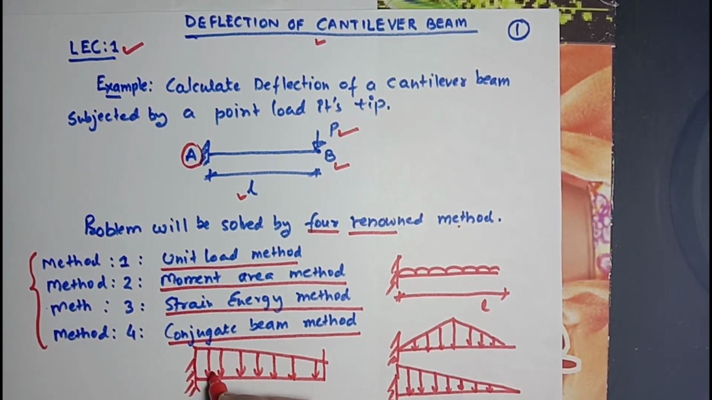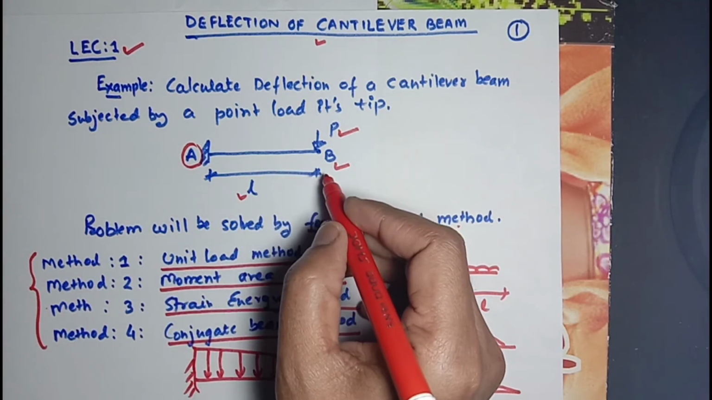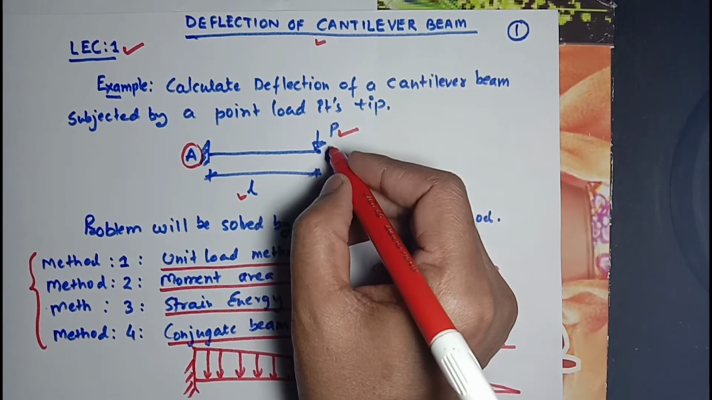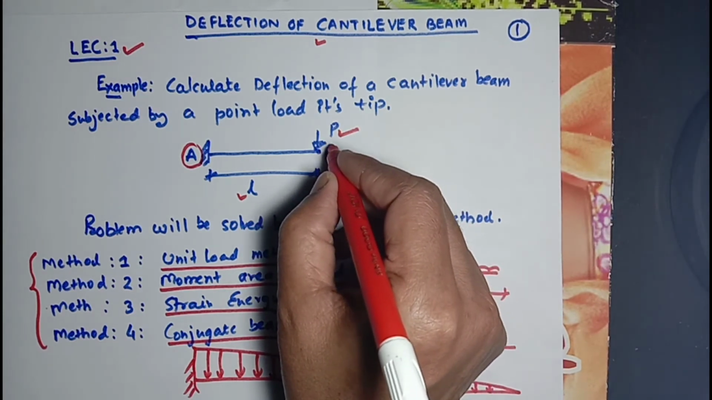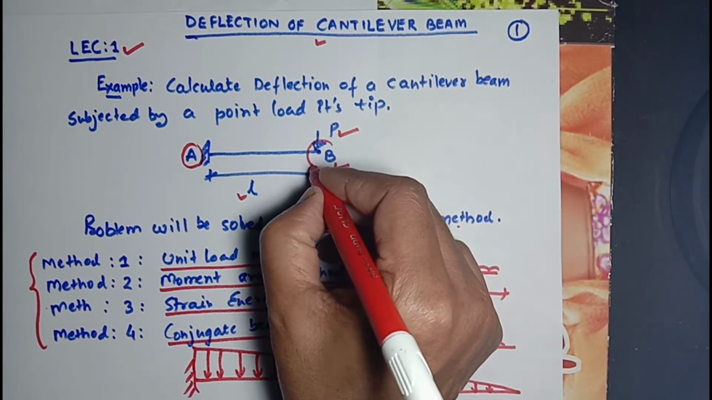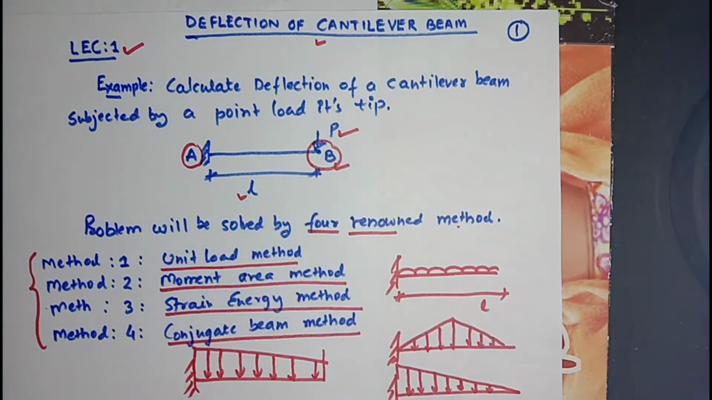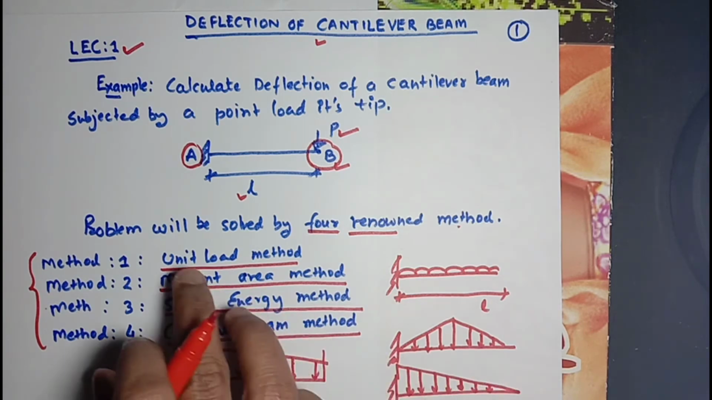All kinds of examples will be solved within later lectures, but initially I tried to explain to you with a very simple example for a cantilever beam which is subjected by point load at point B, which is the tip of this cantilever beam, and will be solved by four methods which I have explained here. Now I will try to solve this problem using unit load method.